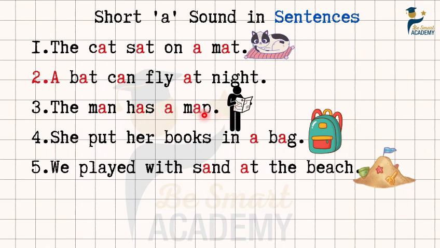So the word map also has what? A short A sound. Where? Is it in the beginning or the end or in the middle? In the middle. Excellent. Now the fourth sentence. She put her books in a bag. Where's the short A sound found? In the middle. Excellent. And now the final sentence.